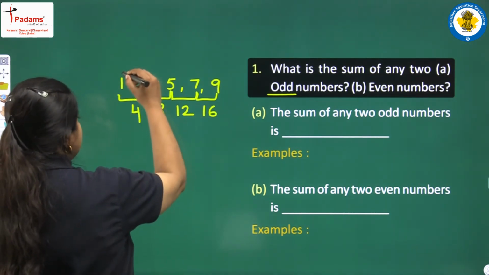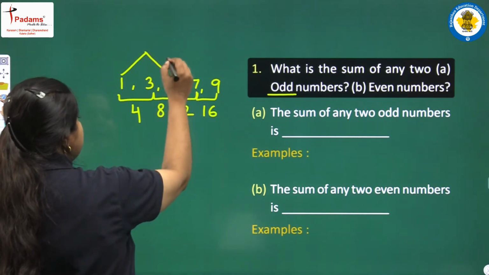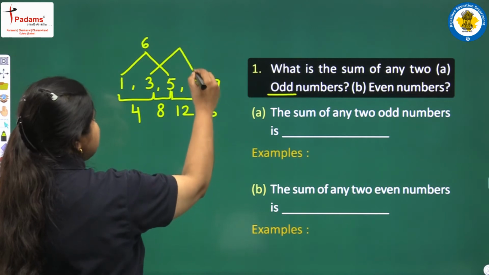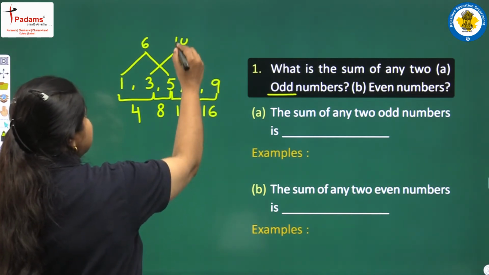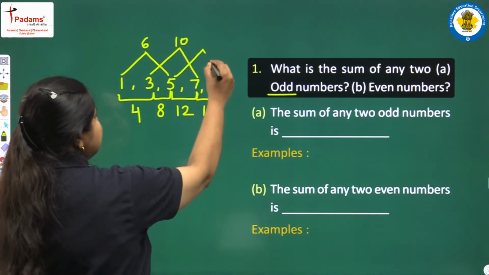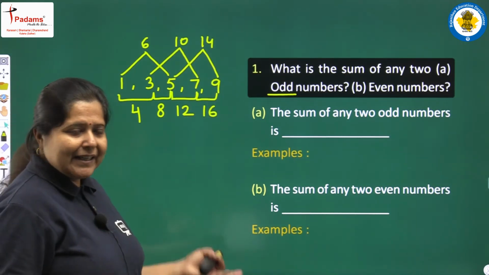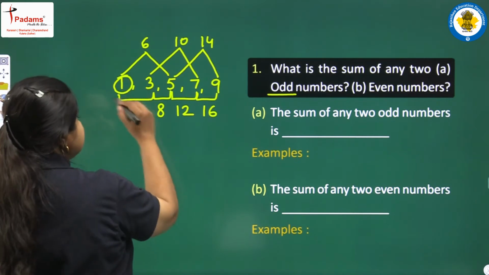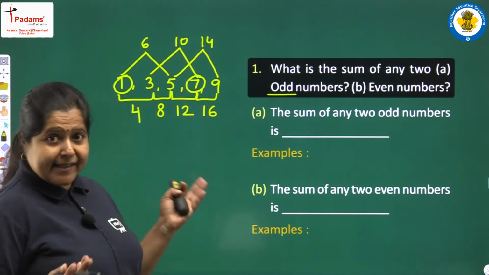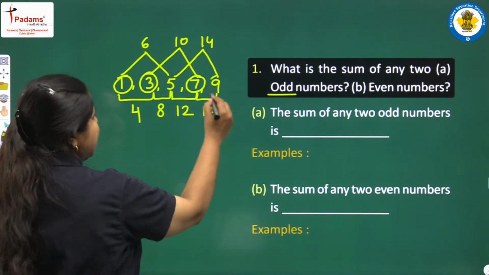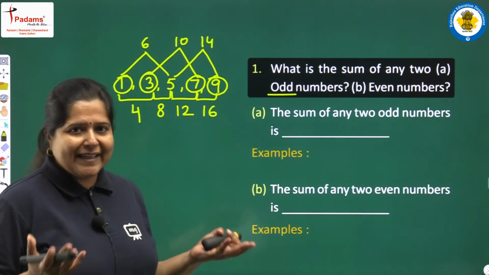Also you can try to add 1 and 5. If we add these two numbers, it's 6, again even. 3 plus 7, it's 10, again even. If we add 5 and 9, it's 14. It's again even. Even if you add 1 and 7, it's again 8, an even number. Also if you try to add 3 and 9, it's 12, an even number.